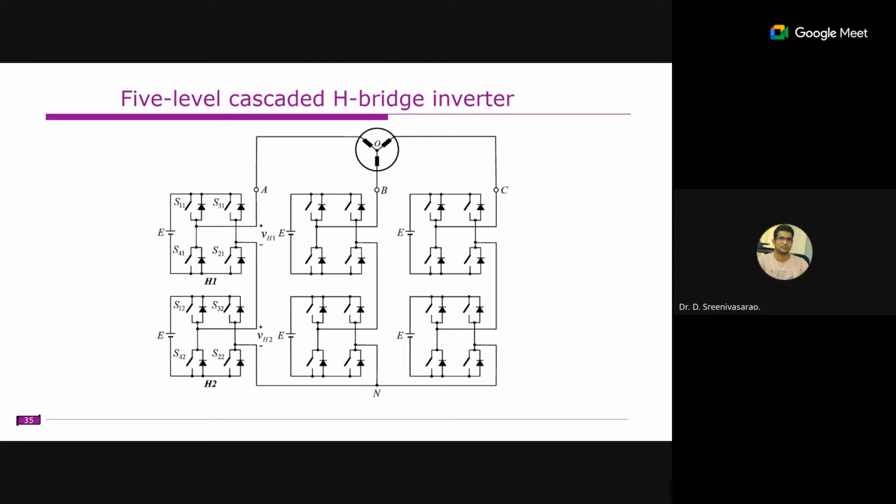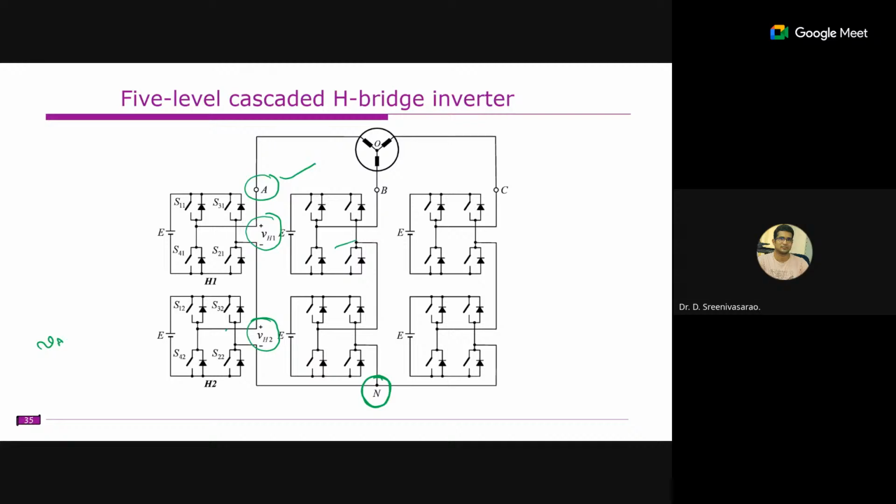Right. So here multiple H bridges are connected in cascade. So this is one H bridge, this is another H bridge, likewise it is connected. Each one is producing some VH1 output, this is producing VH2 output. So these two outputs are connected in cascade, and this forms the A phase, this is VAN. So this forms the A phase, alright, VAN.